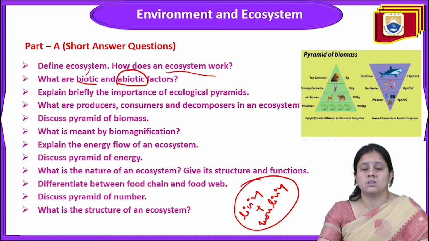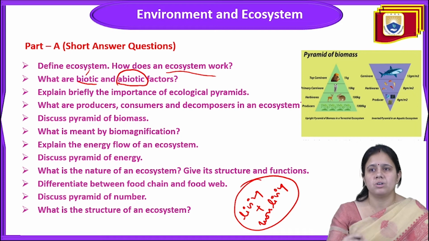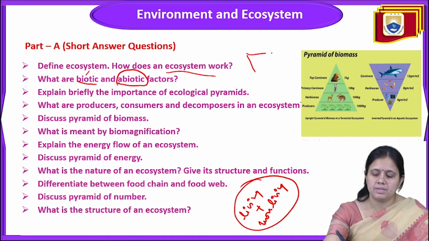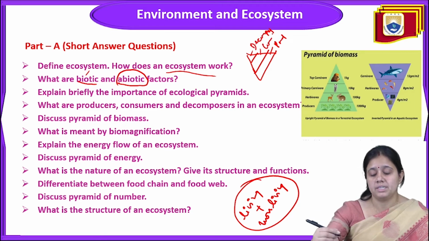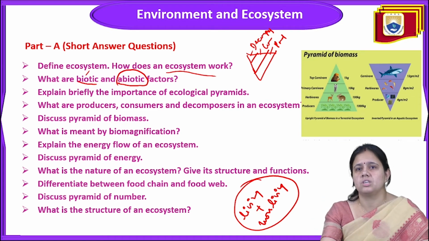So next, explain briefly the importance of ecological pyramid. The importance of the ecological pyramid is that it provides food from the lower trophic organisms to the higher trophic organisms, and then up to the highest trophic organism. That's why the term pyramid is there. So this divides all organisms into different trophic levels. First is the producer, second is the consumer, and third is the decomposer. So this is a graphical representation of any ecosystem. This is called an ecological pyramid.